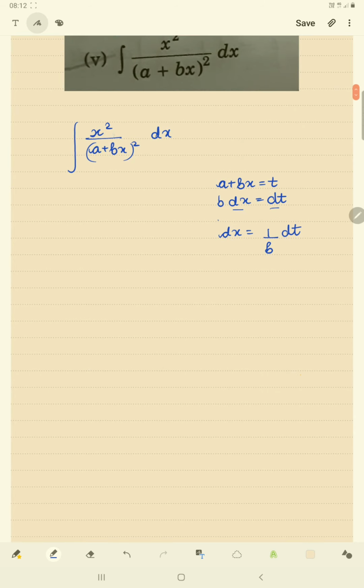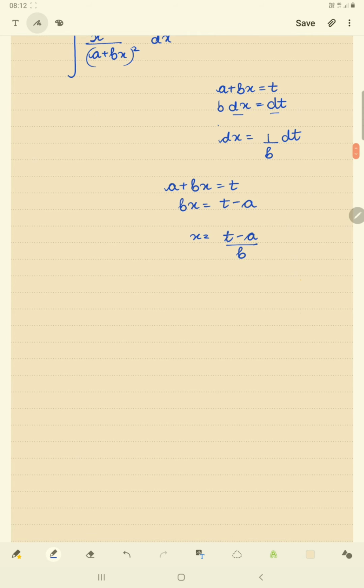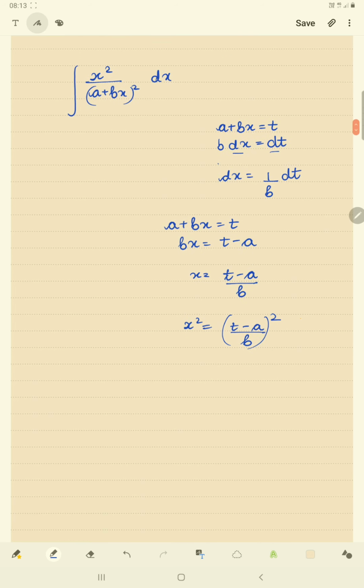Now we have x squared in the numerator, so we need to convert the x squared into t as well. So we have a plus bx is equal to t, so bx is equal to t minus a, and x is equal to (t minus a) by b. Squaring both the sides, we have x squared is equal to ((t minus a) upon b) whole squared. So now we have converted the x squared into t.